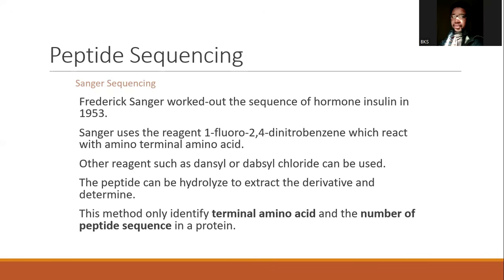Other reagents like dansyl chloride or dabsyl chloride can also be used instead of 1-fluoro-2,4-dinitrobenzene. So this method, in summary, can only be used to identify terminal amino acids and the number of peptide sequences. So you can tell which amino acid is the terminal amino acid, and you can tell how many peptide sequences are present in this protein. That is the Sanger sequencing.